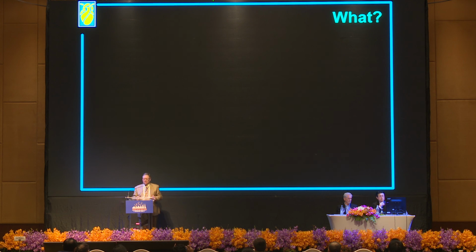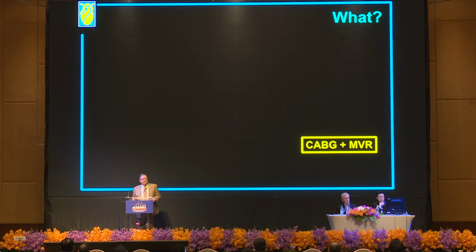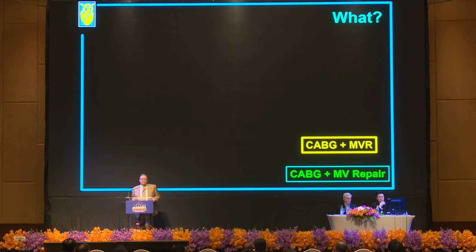And I think the three choices are probably the most common one for true ischemic MR is coronary bypass plus mitral valve replacement. There is a role for coronary bypass plus mitral valve repair.